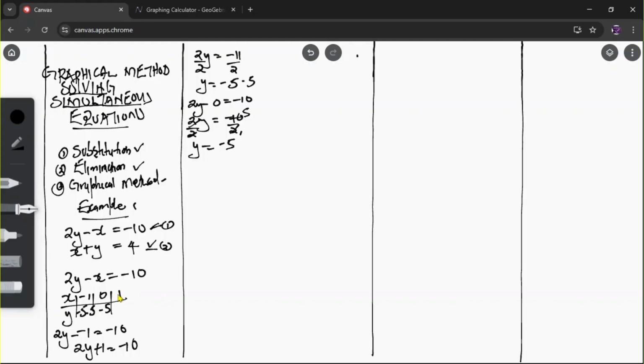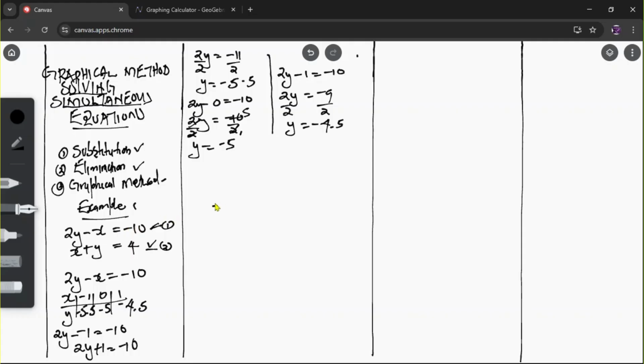Then when x is equal to 1, what will be the value of y? So 2y minus 1 equals minus 10. So we have 2y. If I take this to the other side, it will be addition, so that will be minus 9. Then I divide both sides by 2. y will be minus 4.5. So here you have minus 4.5. So we have the three coordinates for the first equation.